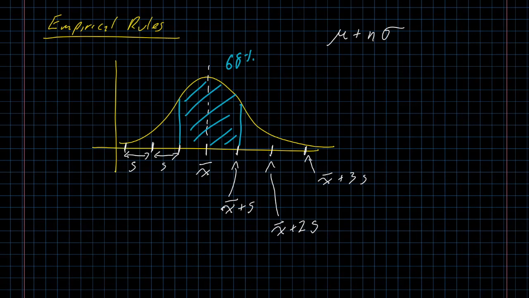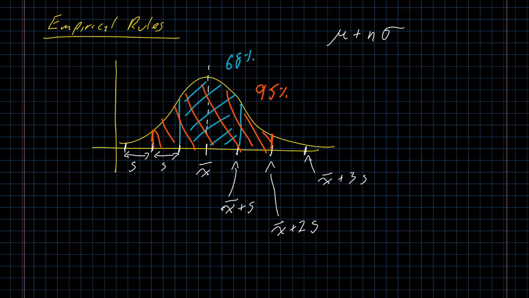68% is the more commonly used value there. If we spread out to within 2 standard deviations of the mean, and we think about all the information that falls, all of the scores in the distribution that fall anywhere in the part that I just shaded in red, it turns out that just about 95% of the distribution falls into that.